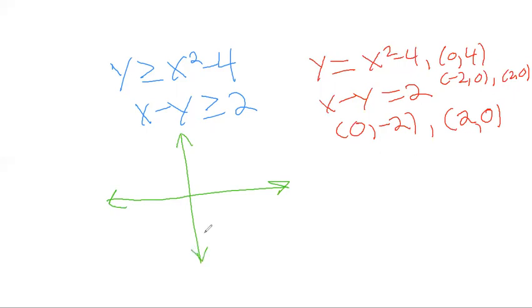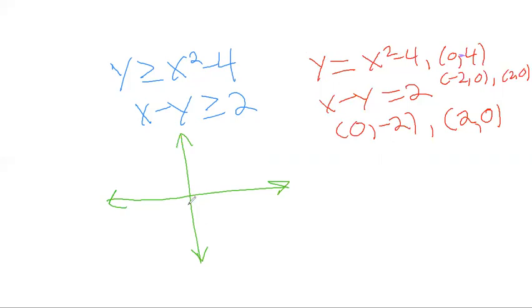Okay, so let's see, let's plot, I don't know, let's do one in purple. So suppose, let's graph the first one. y is greater than or equal to x squared minus 4. Oh, I made a mistake here. That's not 0, 4, it's 0, -4. My apologies.